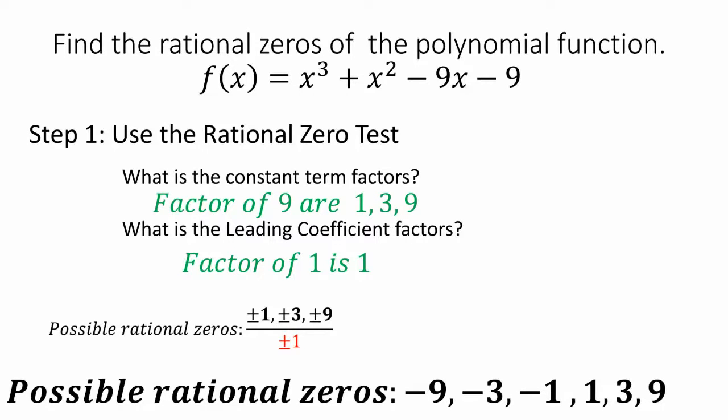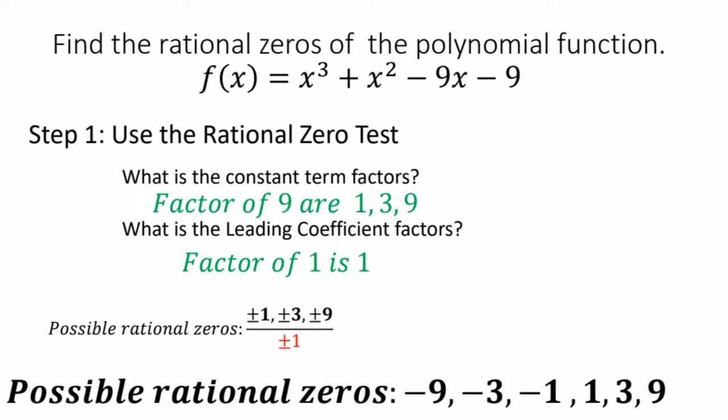So the way we use the rational zero test to find the possible zeros of a polynomial is we grab the constant term and we find its factors, and we divide that by the leading coefficient factors.